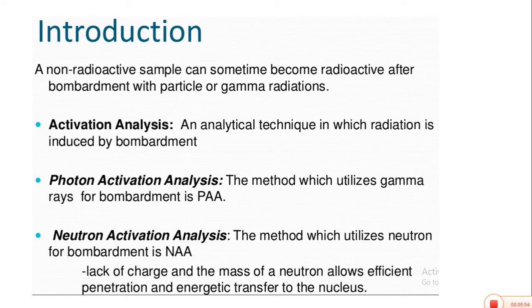So both things, the penetration of the particle as well as the energy transfer to the system of any atom or elemental nucleus, highly destabilize the nucleus. In order to stabilize itself, it emits radiation, gamma radiation or beta radiation. Both these radiations give a lot of information about what kind of elements are there and how much quantity of each element is inside the sample material. In this regard, neutron activation analysis is very important.